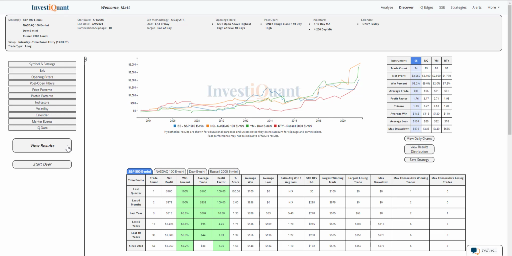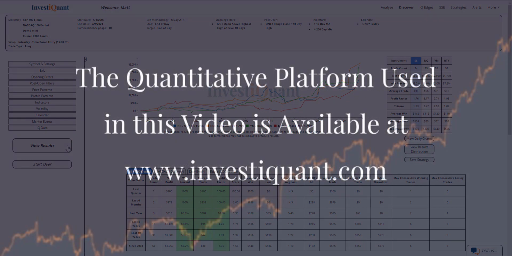So historically speaking, this pattern, if you're trading above the highest high of the past 10 days, but you did not open above that level at 3 p.m. Eastern Time on Friday in a bull market, has been fairly bullish.